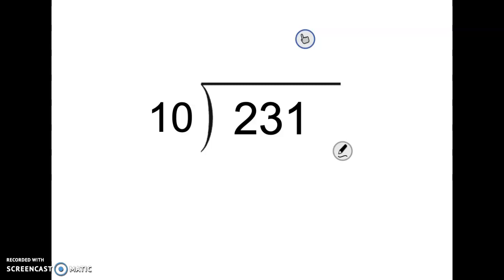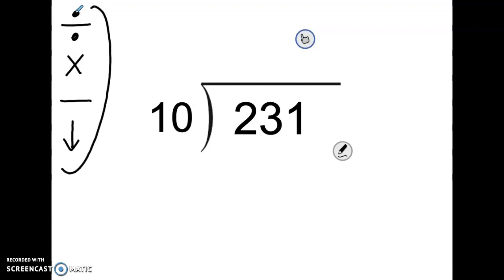Okay, today we are dividing by tens, and the first thing I'll do is set up, just in the corner, the steps that we're going to be taking. So the first step is divide, then we multiply, subtract, and bring down. And then if we need to, we start those steps over.